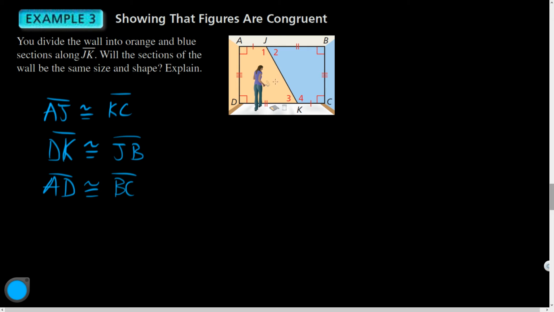So guys, that's only 3 of the sides of these trapezoids. I've got to figure out JK to JK. How can I show that JK is congruent to JK? Almost. Wow, guys, that was record timing. JK is congruent to itself by the reflexive property.